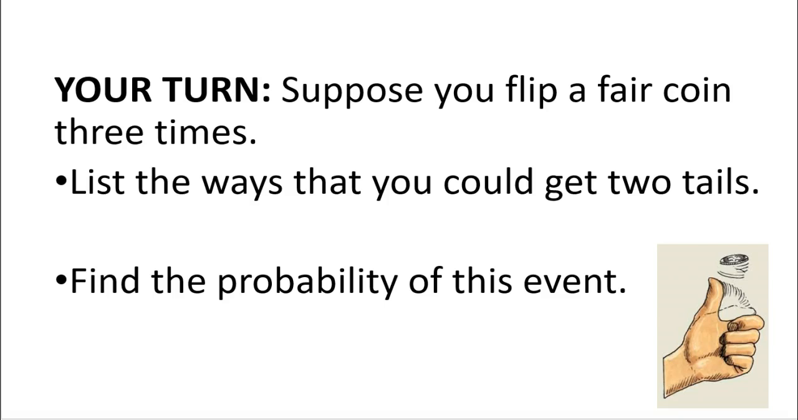Now it's your turn. Suppose you flip a fair coin 3 times. First, list the possible ways that you can get 2 tails and find the probability of this event. Pause the video, and when you come back, we'll look at the solutions.